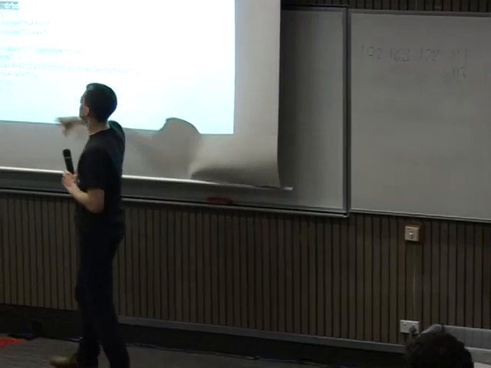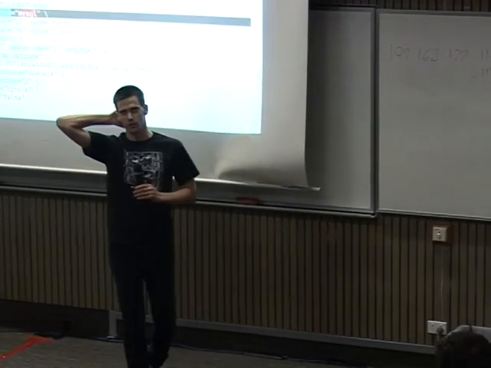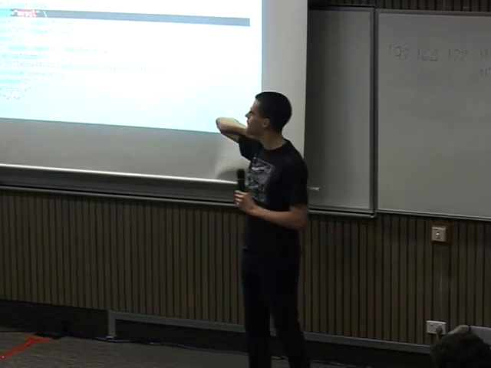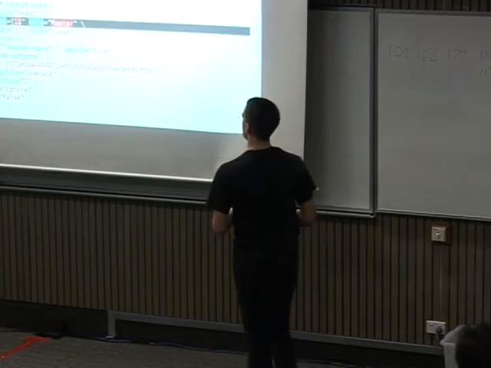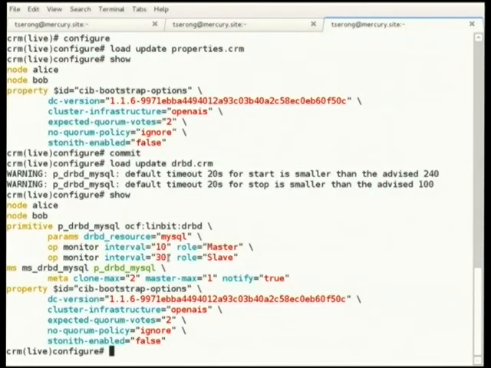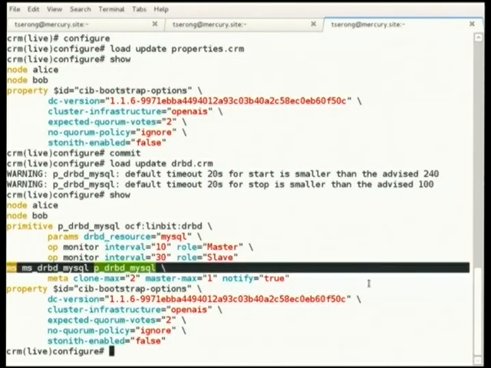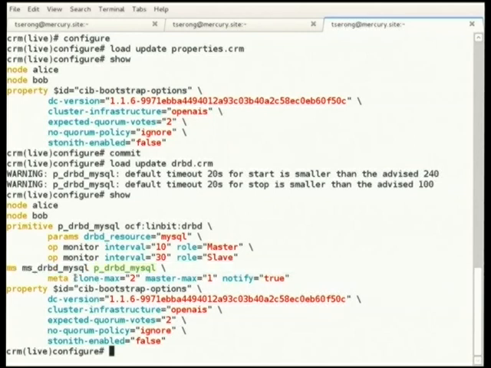We need to name the DRBD resource, which is mysql in our case, and we also let it monitor this resource in specified intervals. And we then wrap this primitive into one master-slave set. Okay? The intricacies of which are not necessarily something that you need to worry about right now. What's important is we want 2 instances of this thing. Remember, a master-slave set is basically a subtype of a clone. So we can define, OK, I want 2 clone instances here. Only one of them can ever become a master.